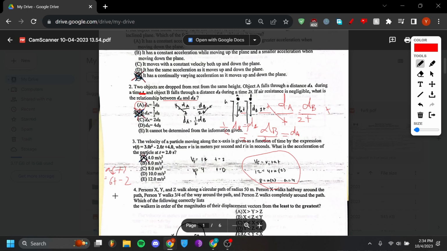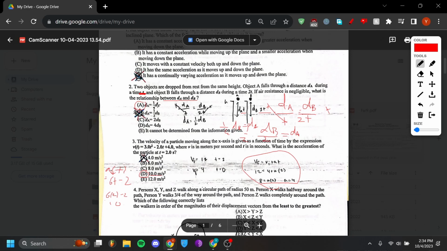and then you do 6 times 2 minus 2, which is 12 minus 2, which is 10. So it should actually be D right here. So D is the right answer for number 3. It's just an easy question to miss.